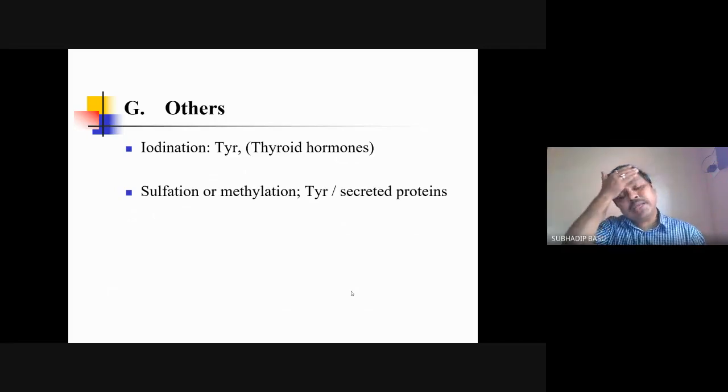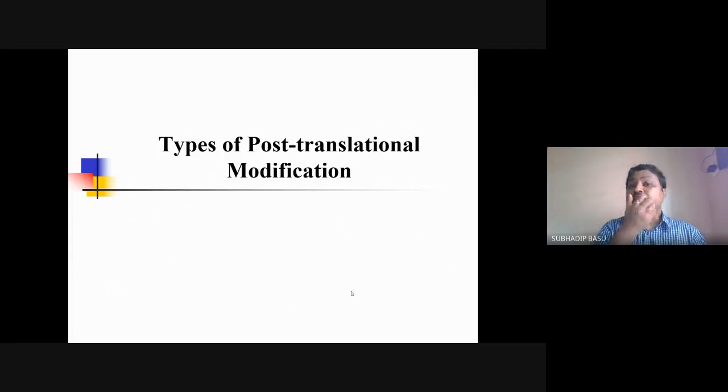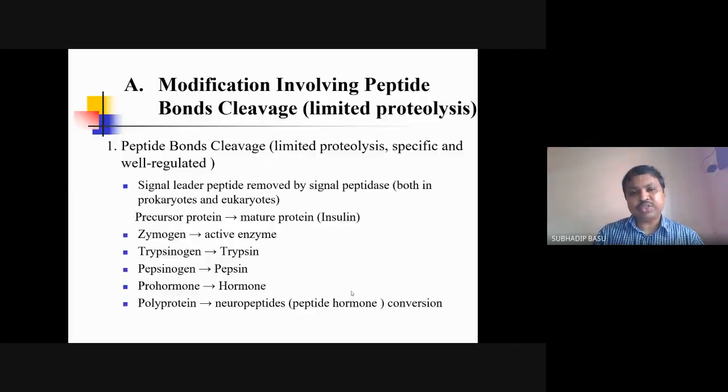So there are many different activities that are regulated or mediated through post-translational modification. Now, what are the different types of post-translational modification? There are many different types of post-translational modifications. For example, post-translational modifications involving peptide bond cleavage. What do you mean by peptide bond cleavage?